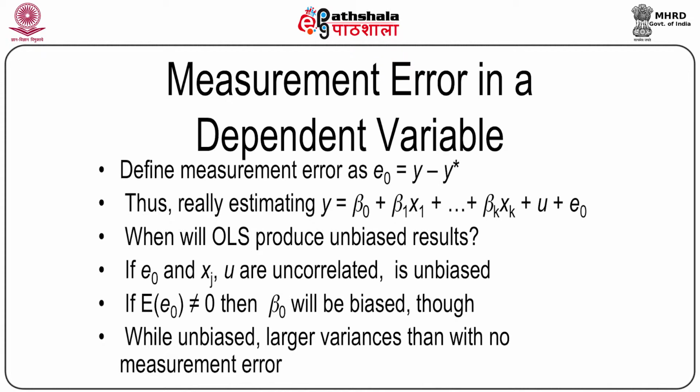Define measurement error as e0 equal to y minus y star. Thus we are really estimating y equal to beta 0 plus beta 1 x1 up to beta k xk plus u plus e0. When will OLS produce an unbiased result? If we find that e0 and xj and u are uncorrelated, OLS is unbiased, and if the expectation of e0 is not equal to 0, then beta 0 will be biased, though the estimates are unbiased but have larger variances than with no measurement error.